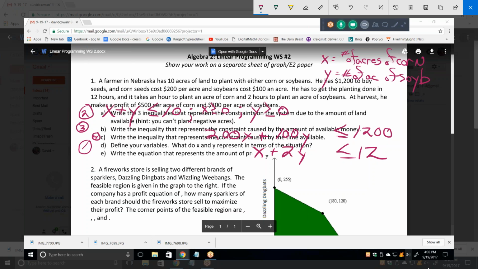Or less than or equal to 12? Less than or equal to 12, exactly. Those are all of your constraints.